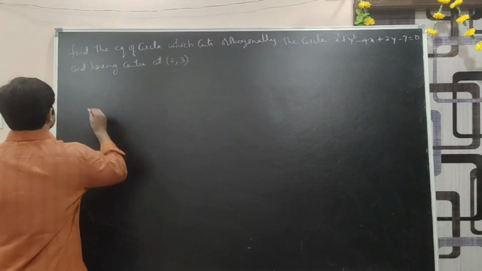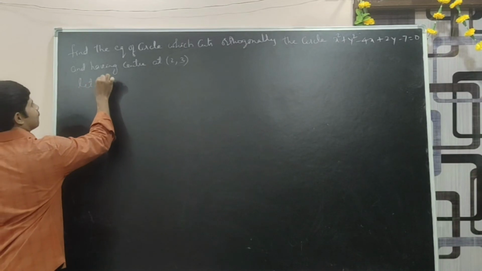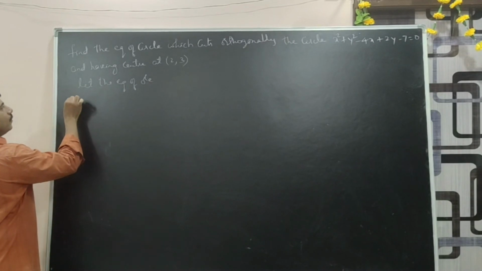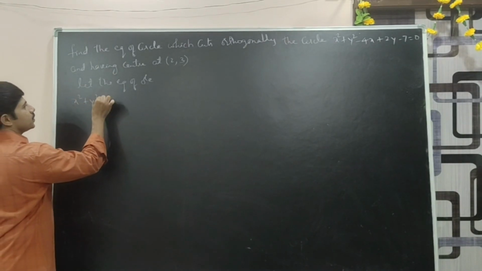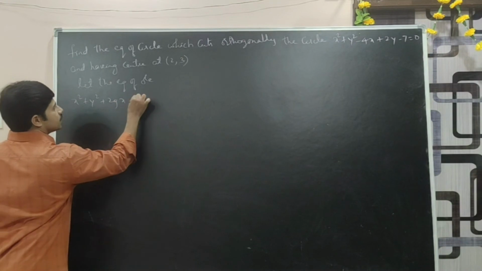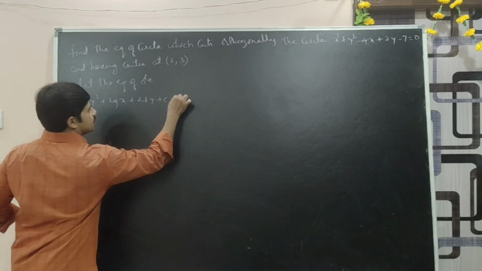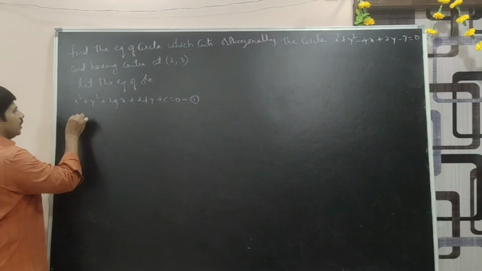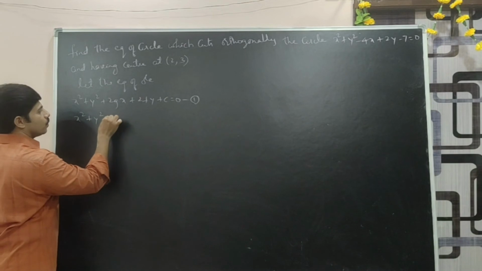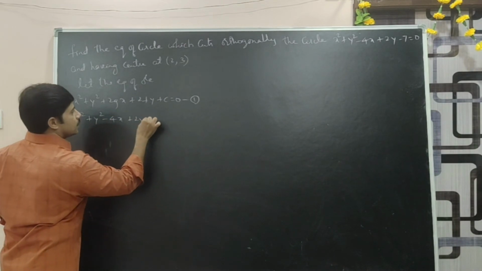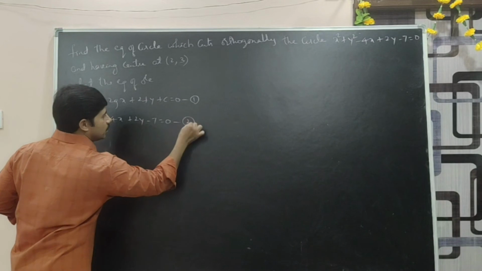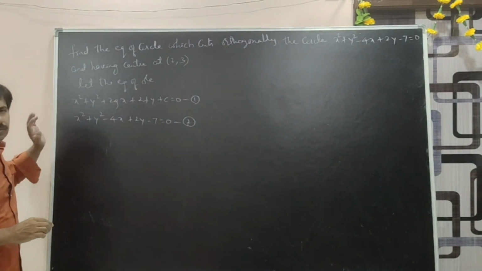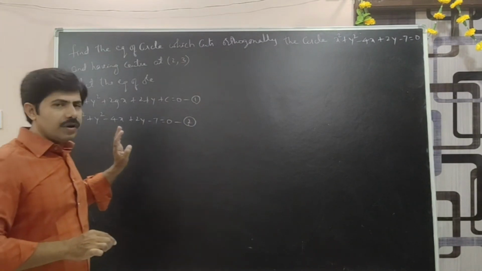So first, let the equation of circle, we assume x² + y² + 2gx + 2fy + c = 0 as equation 1. Then the given equation of circle is x² + y² − 4x + 2y − 7 = 0 as equation 2. Right? Now, no doubt 1 and 2 are orthogonal. So 1 and 2 you have to make orthogonal.